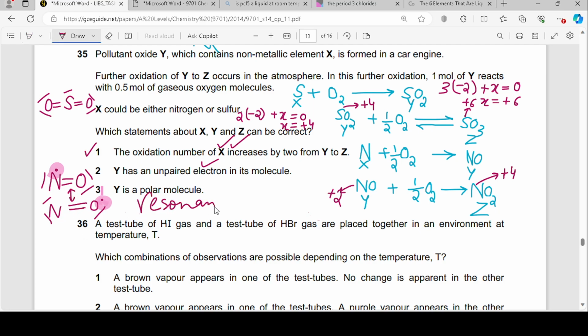But anyways, you could research about that as well. Resonance is really, really cool. So what was I talking about? Yeah. So the statement says that Y has an unpaired electron in its molecule. Well, is that true in the case of sulfur?